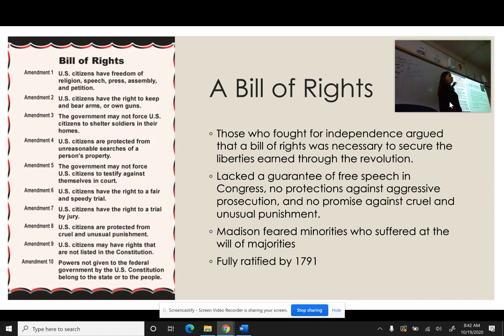Press is pretty much just like your media outlets. You can type up your Common Sense. You can type up your Federalist Papers. That's freedom of the press. Going to journalists and getting stories published, whatnot. Assembly is getting together. This could be for a protest. This could be for a strike. This is your right to assemble.